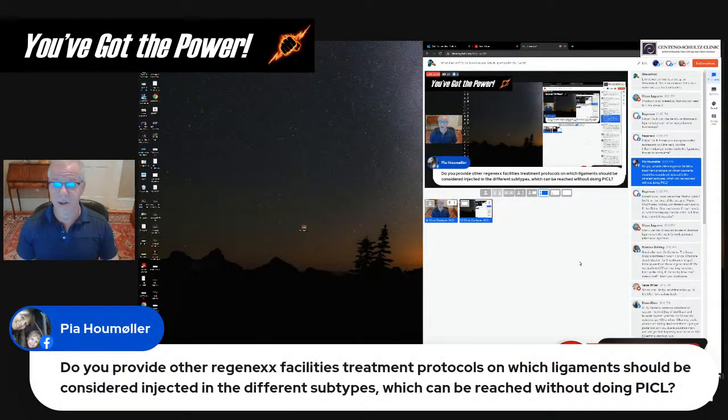Pia, do you provide other Regenix facilities treatment protocols in which ligaments should be considered injected in different subtypes? No, this is not something that Regenix clinics are capable of addressing or dealing with on a day-to-day basis. This is a very, very specific patient subtype that requires very, very specific kinds of care that just is not going to be there. So no, the answer is the only place you can get treated, evaluated for this stuff that knows which end is up is out in Colorado.